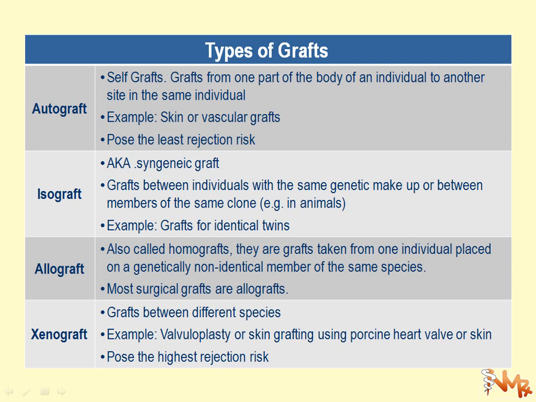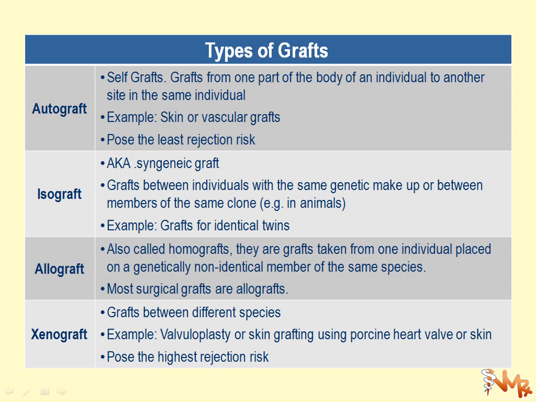Isografts, also known as syngeneic grafts, are grafts between individuals with the same genetic makeup or between members of the same clone. Example, clones of animals like sheep or cows. In human beings, the best example is between identical twins.